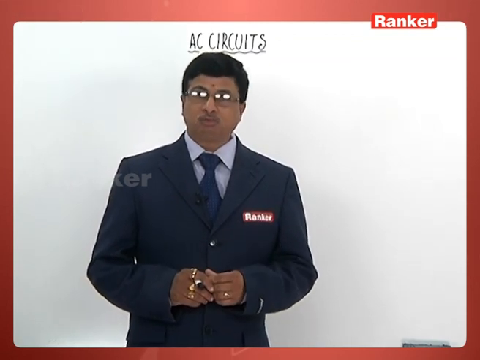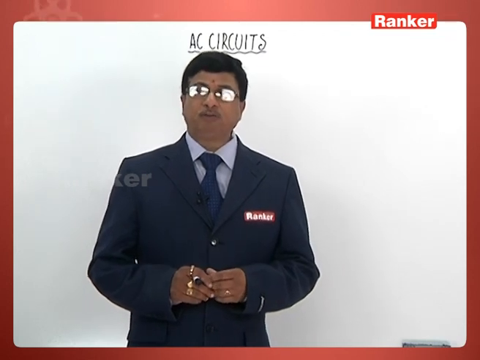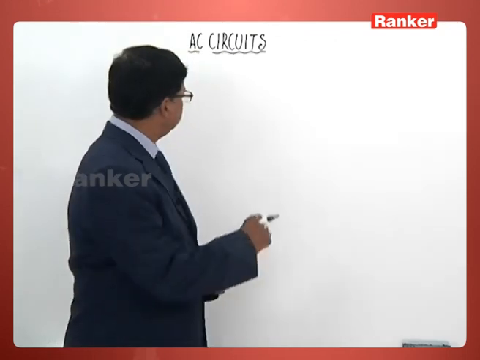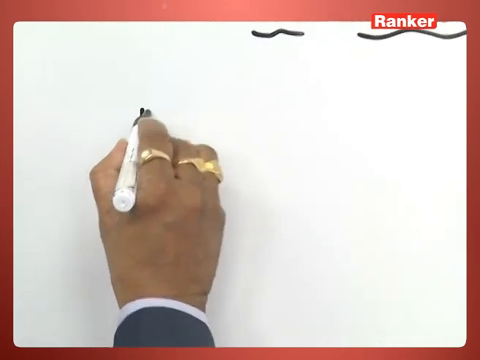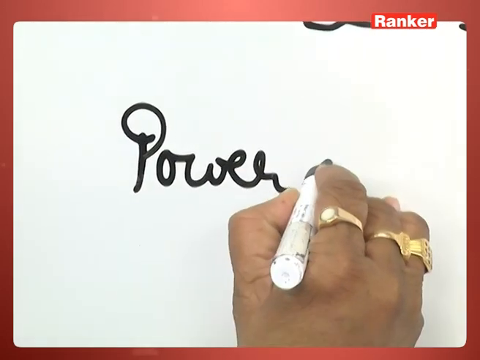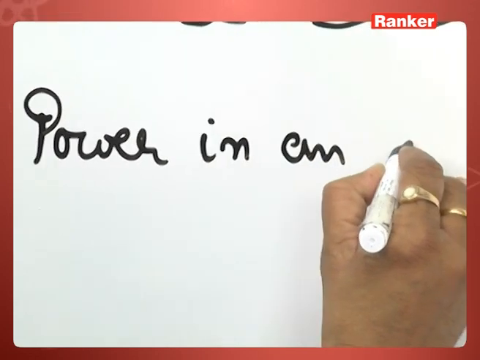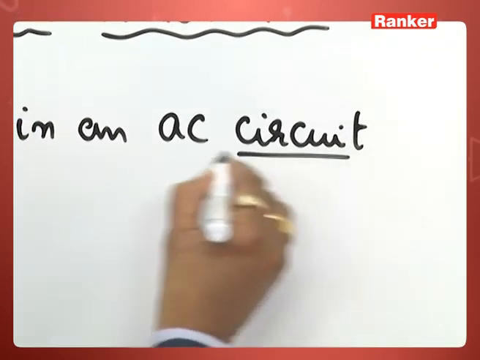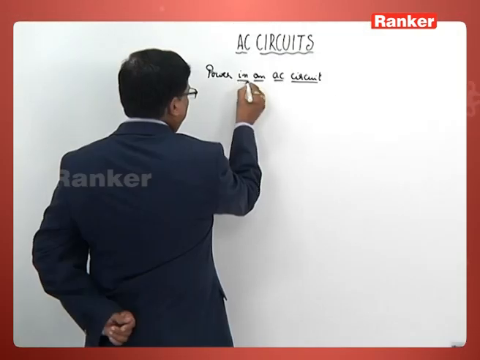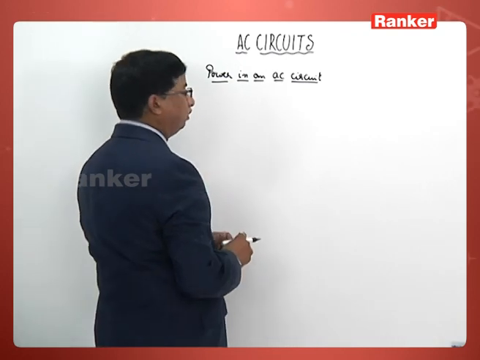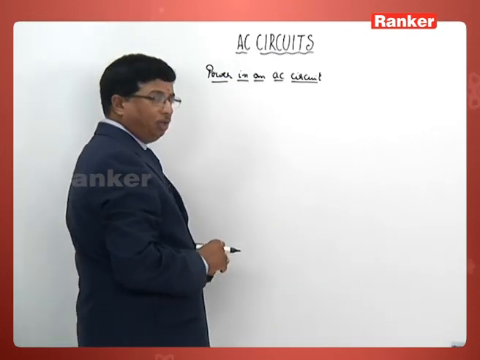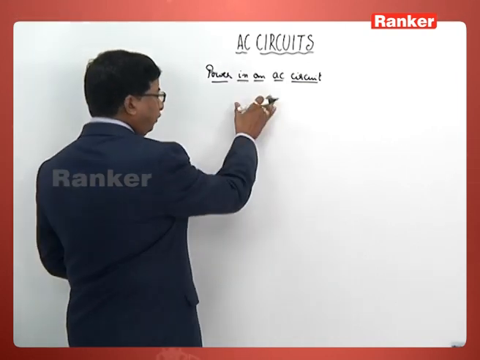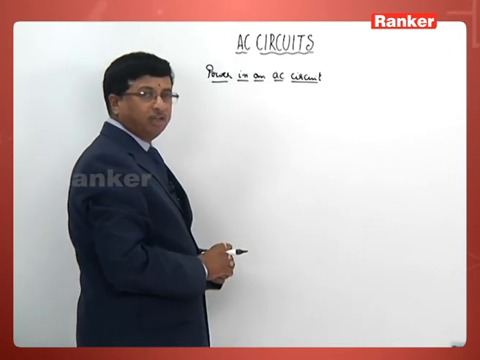So, how to calculate the power in different circuits of AC? Let us take up power in an AC circuit. What is the equation for this? Just now I have given you, that is I virtual into E virtual into cos phi. Let us now derive that equation first.